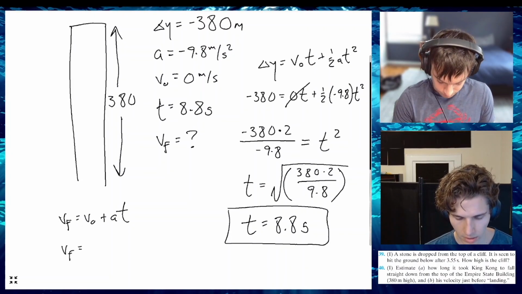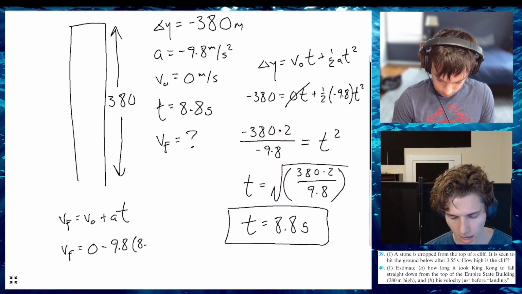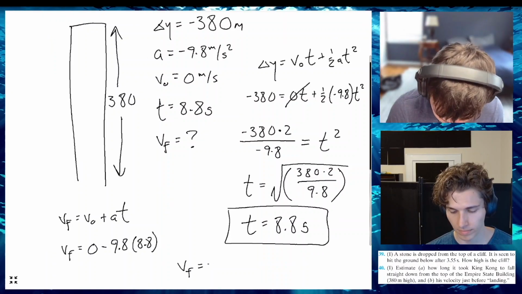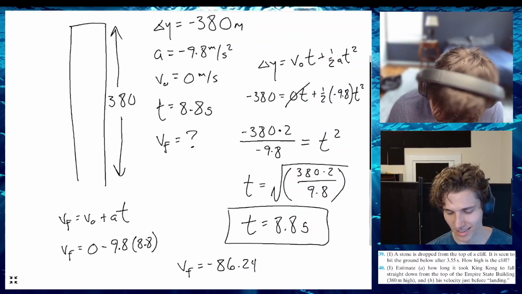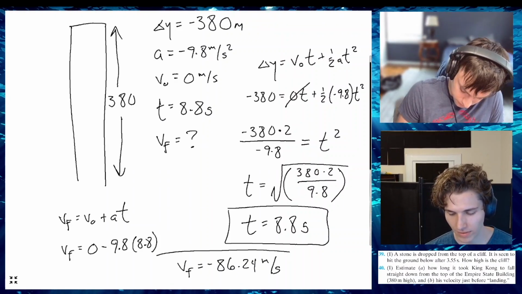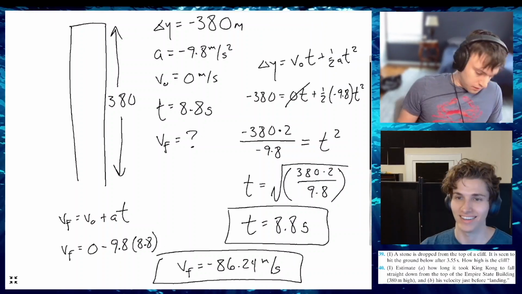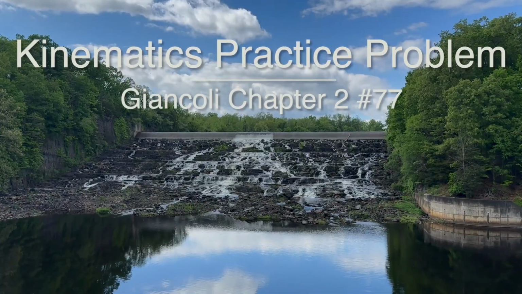V final equals 0 minus 9.8 times 8.8. Let me know what you get. Would it be negative 86.24 meters per second? Yeah, awesome. Our final velocity is going to be going down at 86.24 meters per second. Good stuff. Do one of those virtual high fives through the camera.